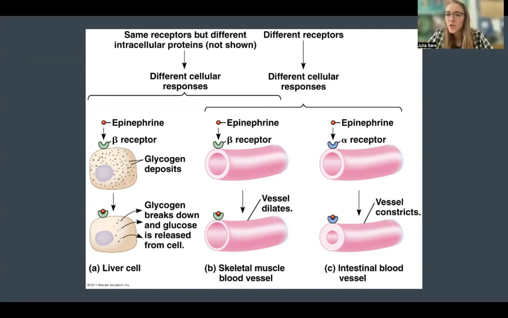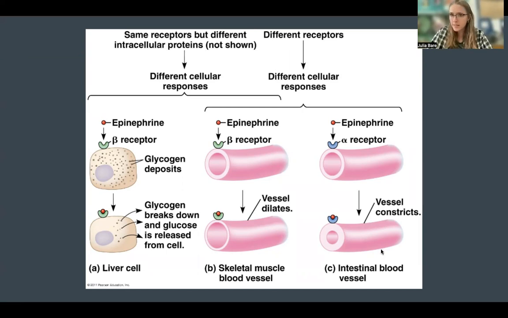Because it's getting you ready to run away. It siphons all of the blood, it makes your blood vessels bigger, so more blood goes to your skeletal muscles, and it causes your skeletal muscles to become active. And so it's preparing you for having to flee or run away.